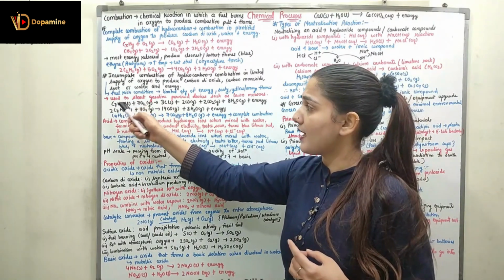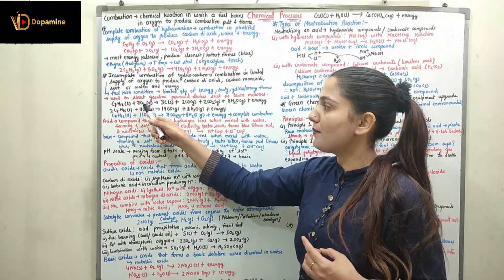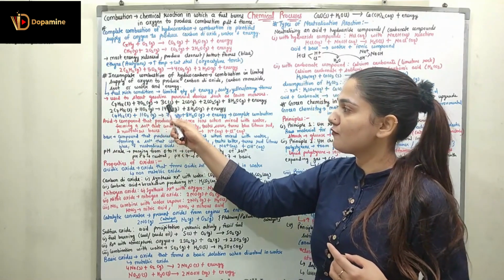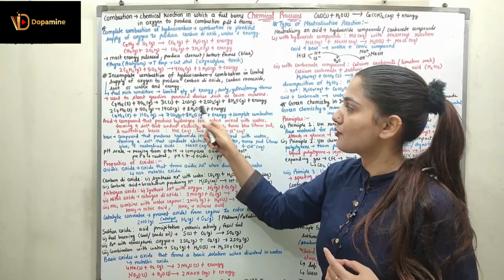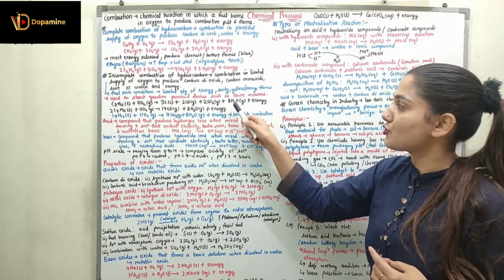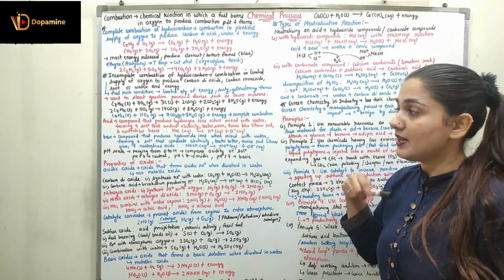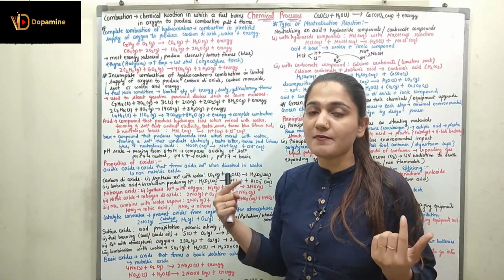So here you can see the example where we have C7H16, the liquid form. It is reacting with 7O2 in the gaseous form to form 3C, this is the soot, plus 2CO, carbon monoxide gas, plus 2CO2, carbon dioxide gas, plus 8H2O, which is water vapor, plus energy. Now we cannot have only one type of reaction for the incomplete combustion.